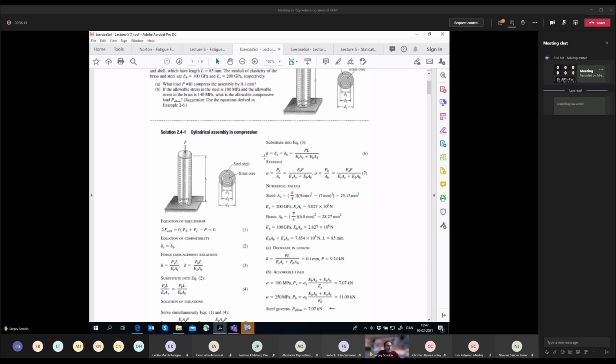Now we come to the next point. What are the stresses in these two components? To do this, we have to divide the force acting in the steel component by the area of the steel component, and take the force in the brass component divided by the area of the brass component. This gives us these expressions for the stresses in the steel component and in the brass component, given in formula 7.